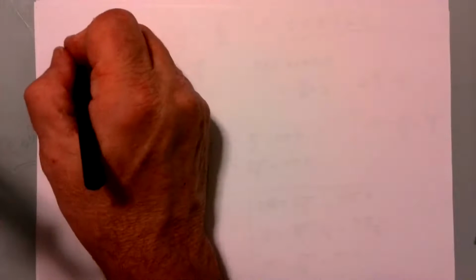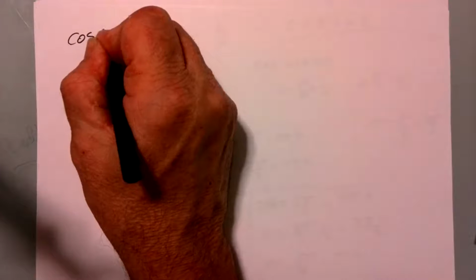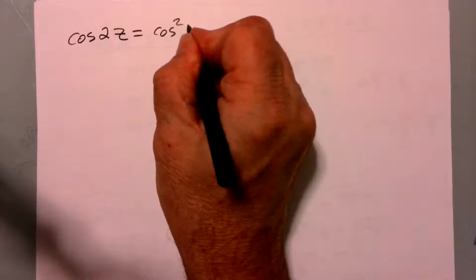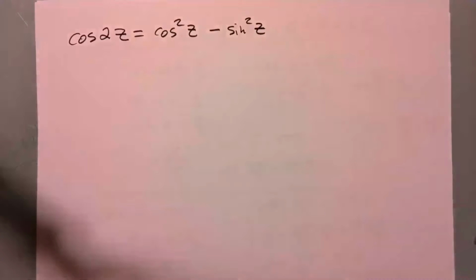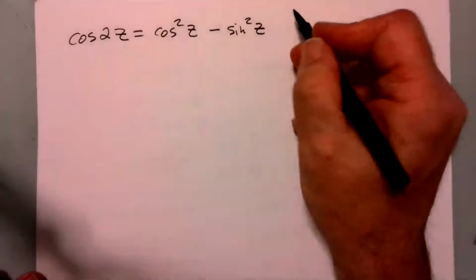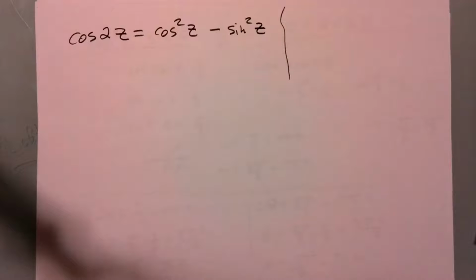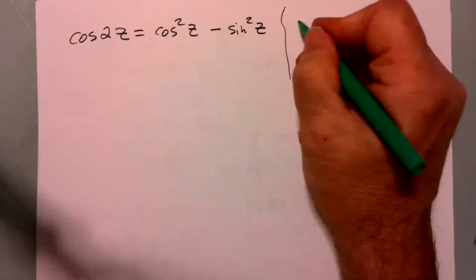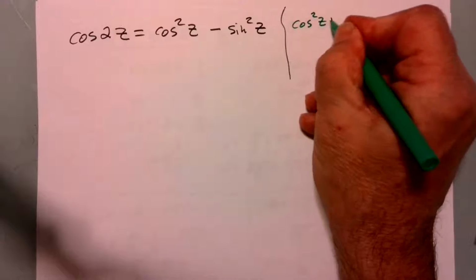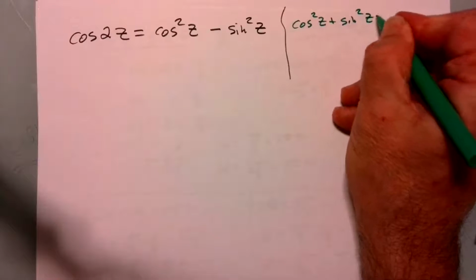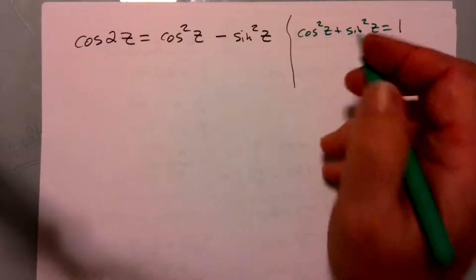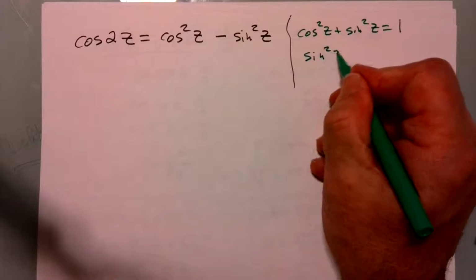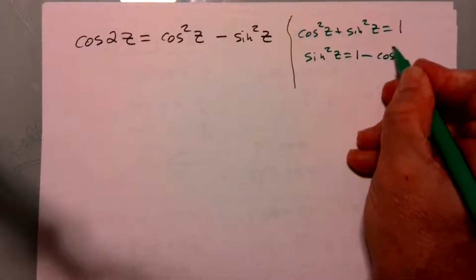We're going to write that down. Double angle for cosine, and I'm going to change it to z instead of theta. Cosine of 2z is cosine squared z minus sine squared z. And I'm going to go back to my Pythagorean identity. Let's remind ourselves of the Pythagorean identity. I'm going to use z here as well. Cosine squared z plus sine squared z equals 1, which tells me then that sine squared z is 1 minus cos squared z.